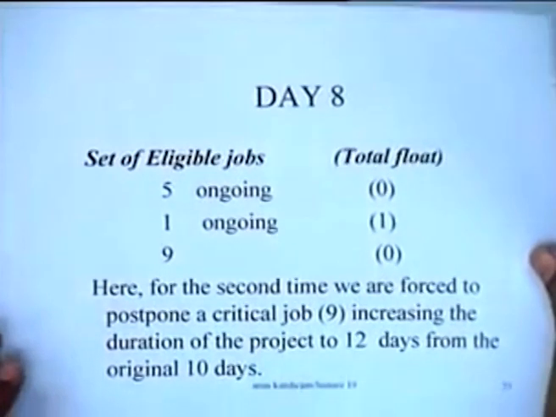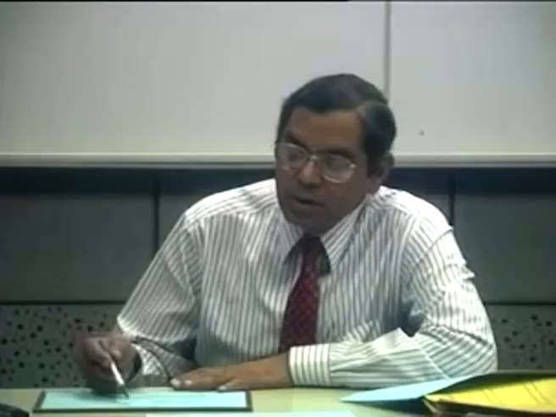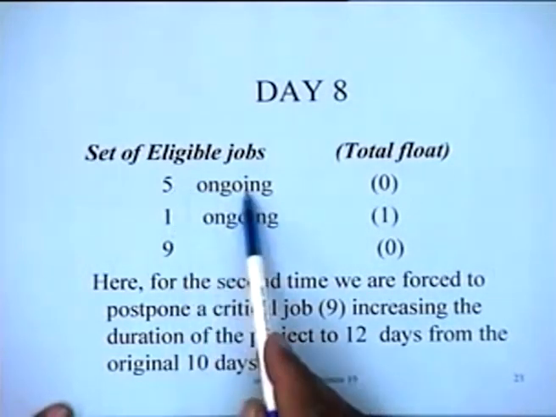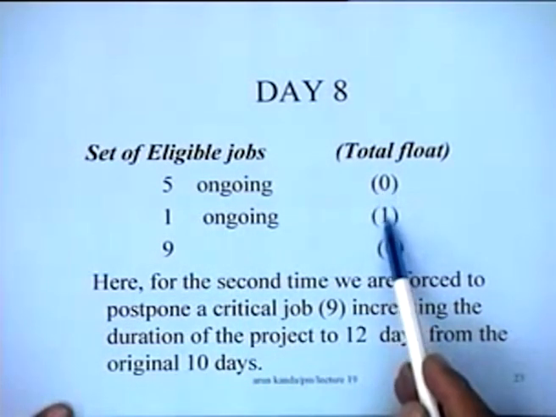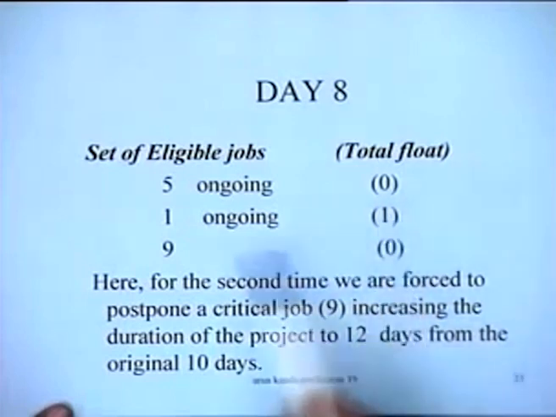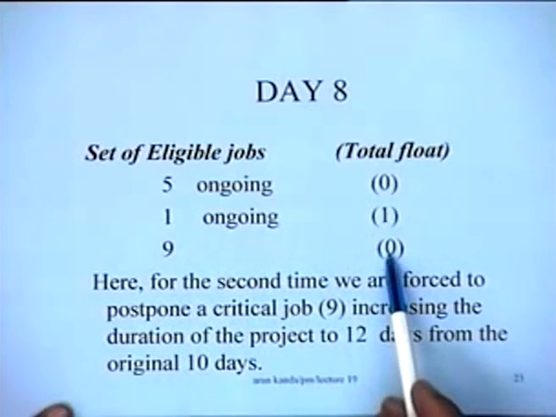You see, it's a dynamic list. Each day the priorities keep changing. If you have not looked after a particular job which has been crying in the past, it becomes more and more critical, and at a certain point of time it asks for attention. That's the kind of thing. On day 8, job number 5 is ongoing, job number 1 is ongoing. This has a float of 0 and this has a float of 1. And job 9 at this stage, because we did not schedule 9 in the previous step, has now become a critical job.